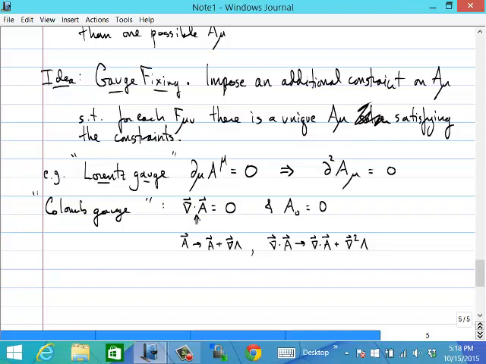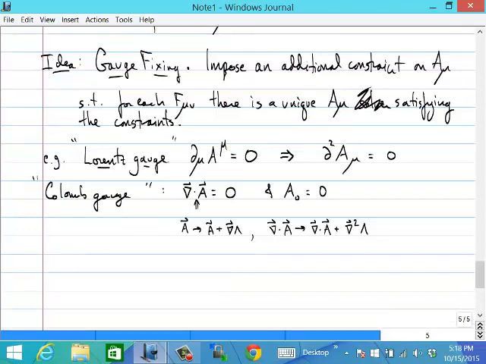And then to impose the second condition, investigate how A0 transforms. Then you can hopefully convince yourself that you can still do a gauge transformation that preserves this condition while simultaneously setting A0 equal to 0. That's a nice exercise. If you find it non-trivial or a little challenging, let me know and I'll put it on a problem set.